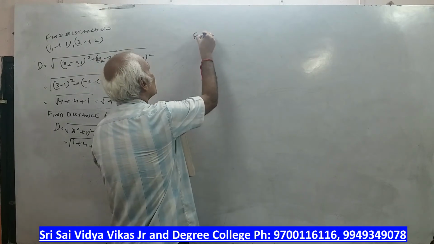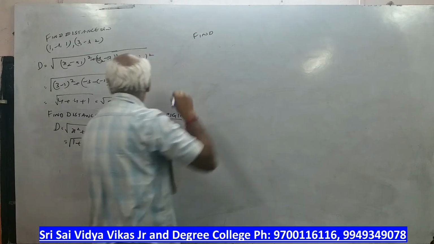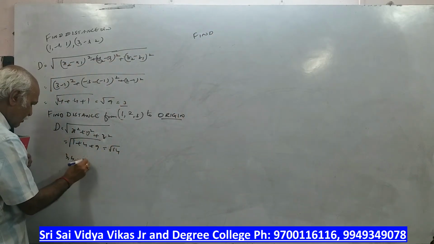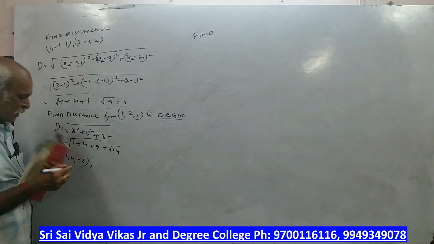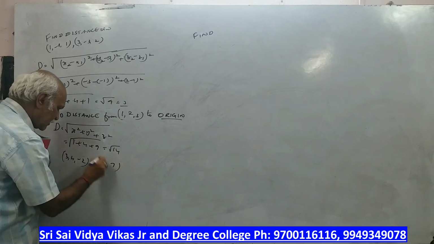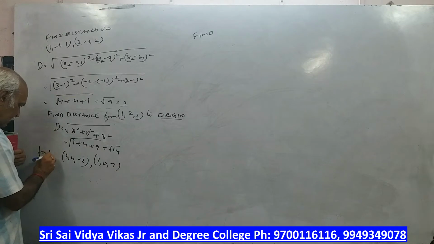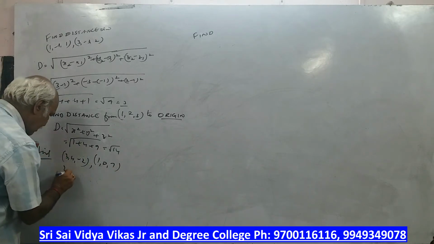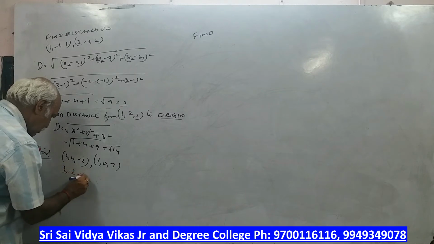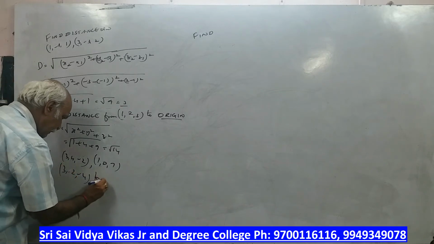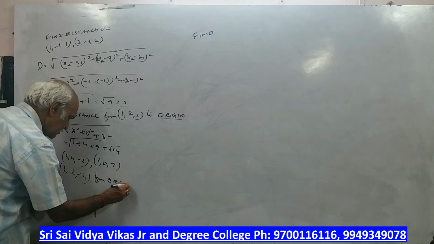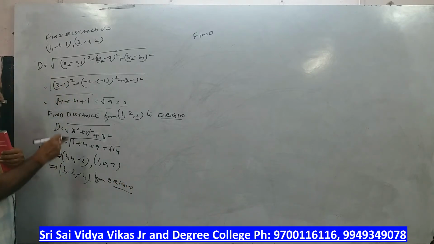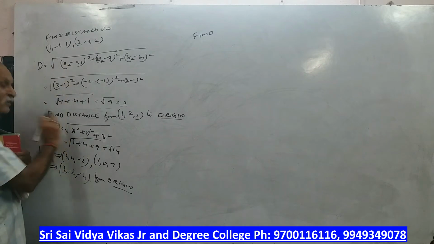Okay, I am giving you two problems here. Find the distance between 3 comma 4 comma minus 2 and 1 comma 0 comma 7. Okay, second one, 3 comma 2 comma minus 4 from origin. Okay, this is one problem. This is the second problem. This one is using this formula. This one is using this formula.